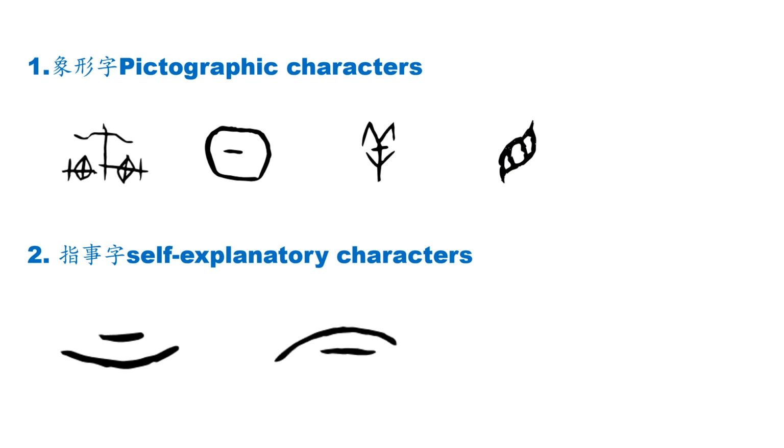Self-explanatory characters is an abstract formation method of Chinese characters. That is, when it's inconvenient to draw a specific picture to indicate the meaning of something, ancient Chinese represented the meaning with an abstract symbol.